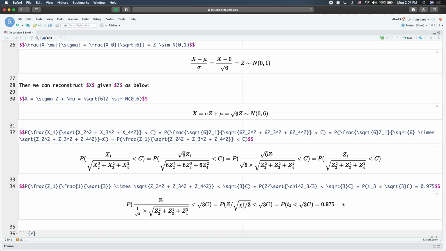From there, you can consult the t table again to look for the quantile such that this probability equals 0.975. Then you can solve for c. Now again, the basic idea is the same. Some of the numbers may be different based on your question. So yeah, any questions or comments?